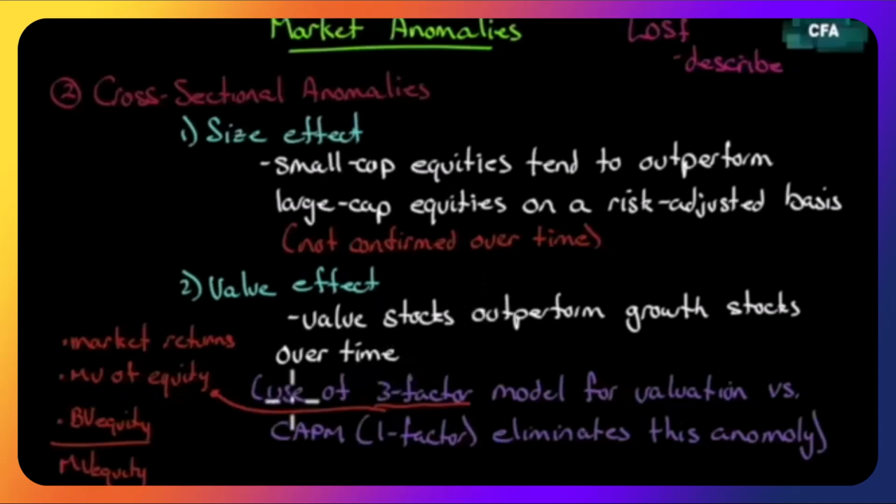But if you use a three-factor model, and this is the Fama-French model, versus the CAPM, which is a one-factor model, the three-factor model eliminates this anomaly. And what's a three-factor model? Market returns, which is what's in the one-factor model, the market value of the equity, and the ratio of the book value of the equity to the market value of the equity. So if you value stocks on three factors, you eliminate the value effect.